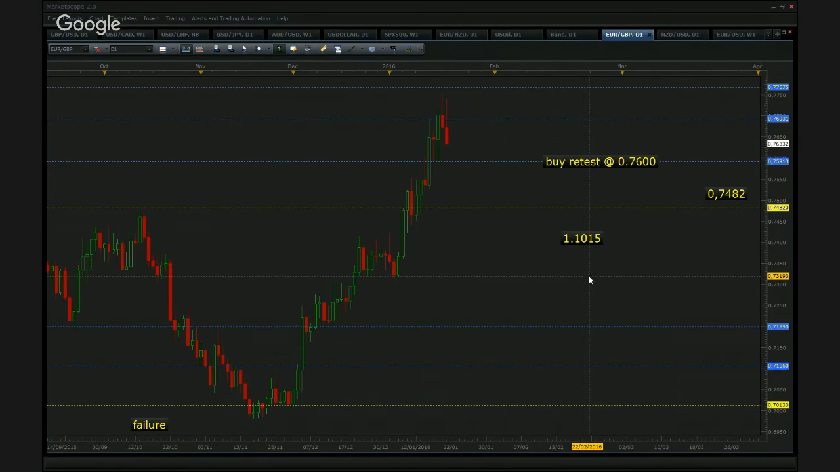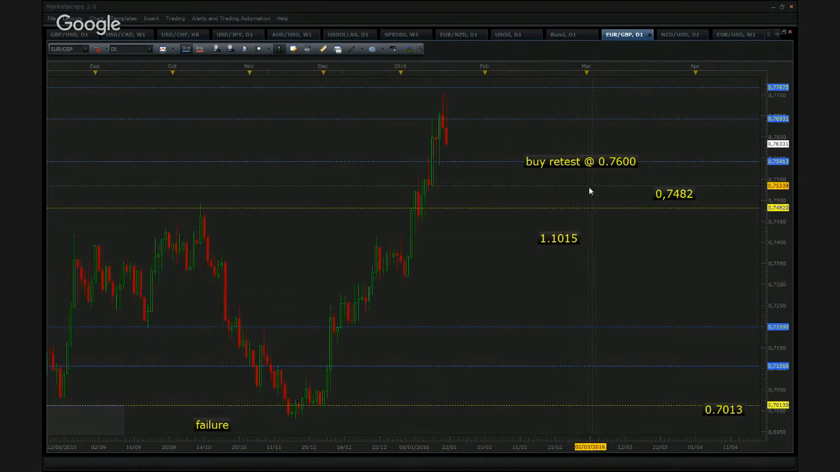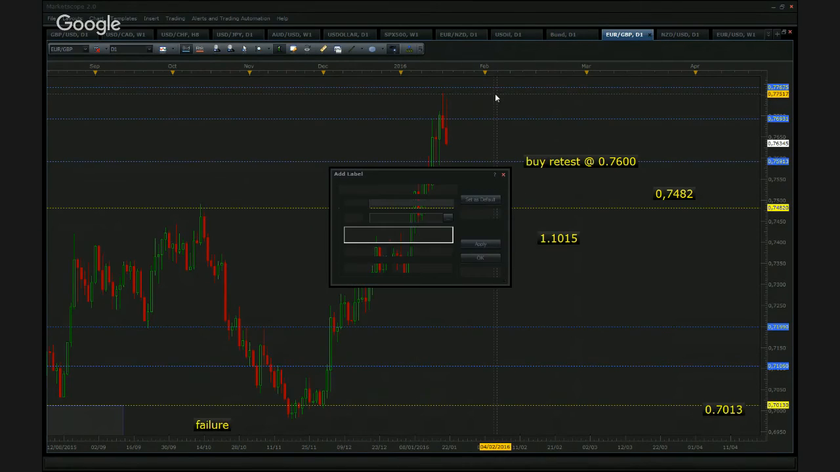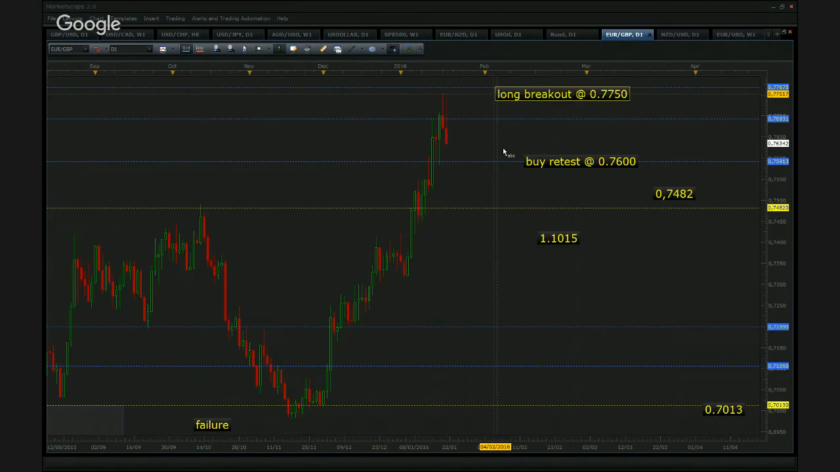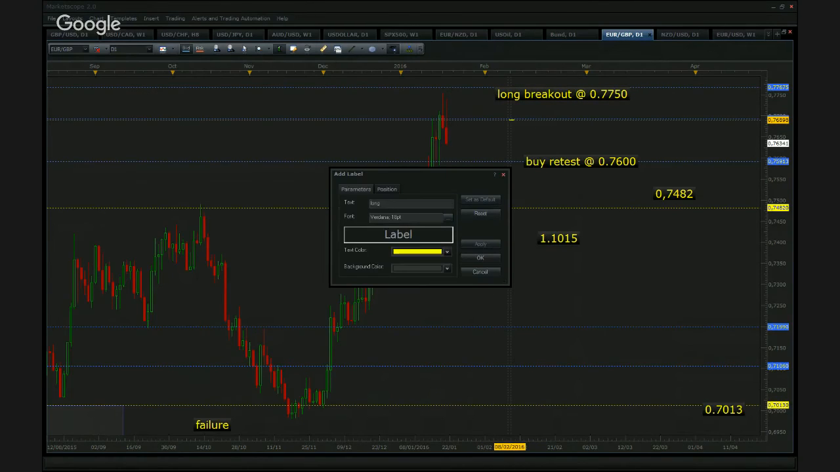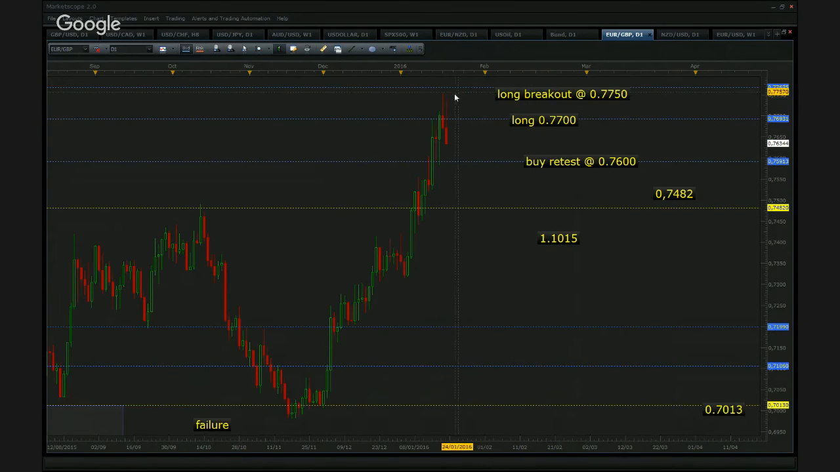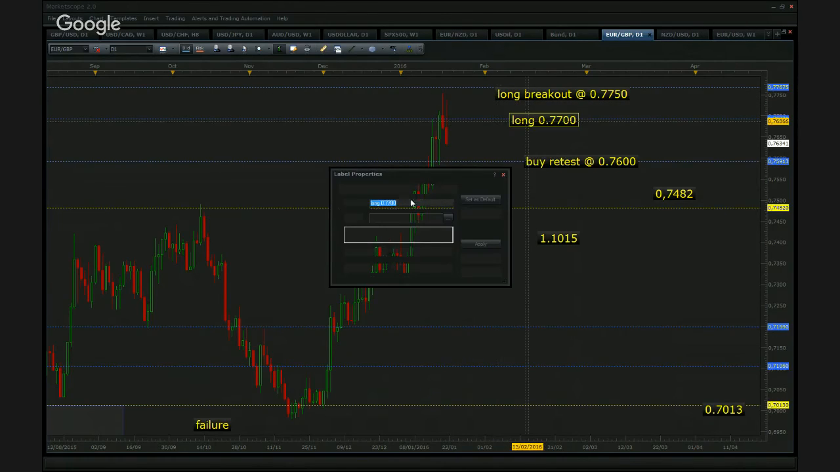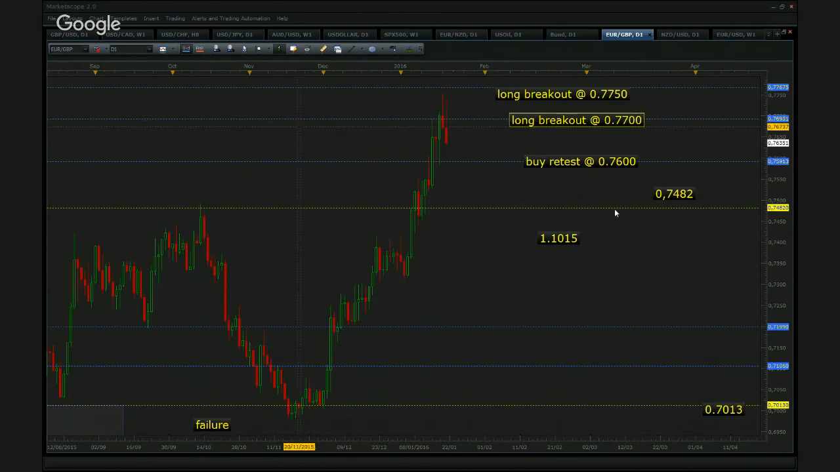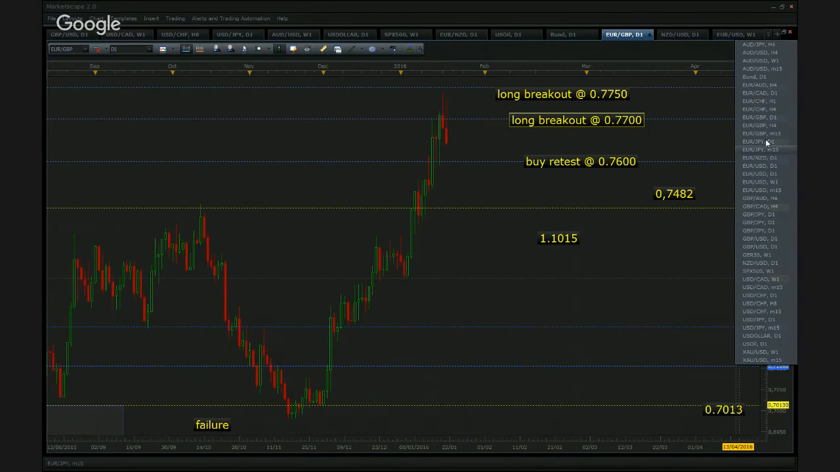Okay. So basically that's euro pound buy retest here, 0.76. Breakout to the upside. If you want to be safe, you can buy the new high at 0.775. Or you can buy the breakout of 0.77. This is a bit more aggressive, but at the same time it can give you some room if you wait for the price to test the momentum high. This is euro pound. Let's move on to euro yen maybe, and then pound dollar, pound yen, and then we're done. Going fast.